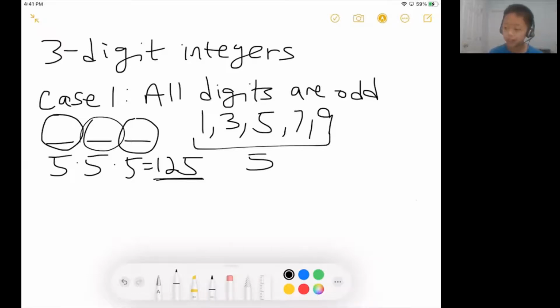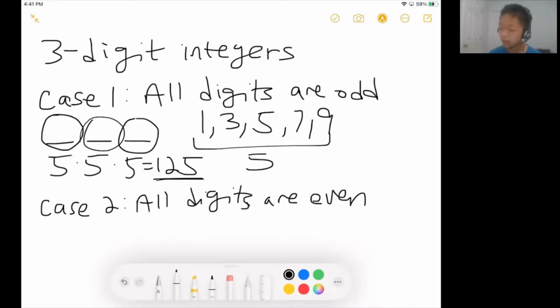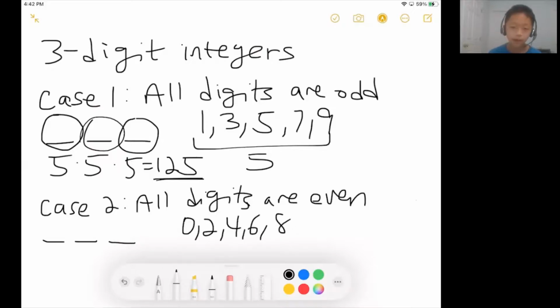So our second case is if all digits are even. This is pretty similar to the previous case, right? But there's one extra thing we have to consider. If we have 3 digits, the possible even digits are going to be 0, 2, 4, 6, and 8. But the important thing to notice is that for the first place, there are only 4 possibilities. Even though there are 5 even digits, we can't use 0 in the first place, because if we put a 0 there, then that will no longer be a 3-digit number. It'll be at most a 2-digit number. So we can't put a 0 there.